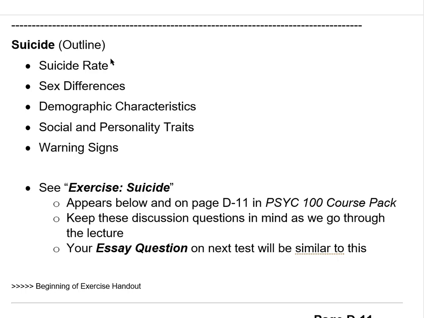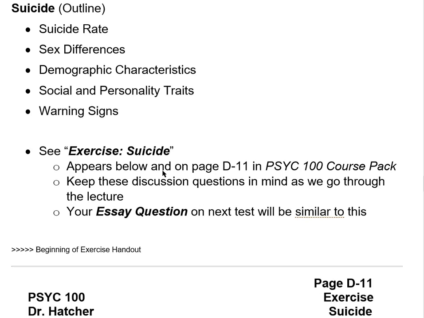Now, suicide. Here's the outline. What I plan to talk about is suicide rate. How many people commit suicide per year? Has it historically varied depending on things that are going on in popular culture? What are sex differences in suicide? What are the demographic characteristics of people that commit suicide? What are their social and personality traits? That is, if we were to put together a snapshot of the kind of person that's likely to commit suicide, what characteristics would that individual display? What are the warning signs of suicide?